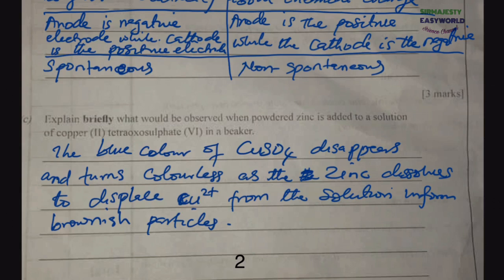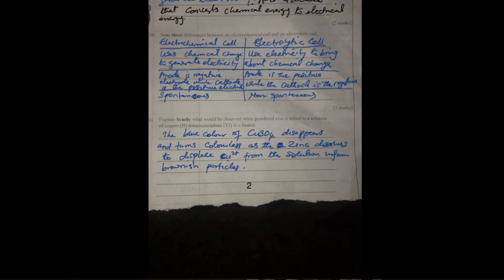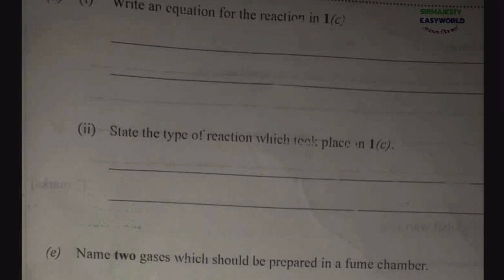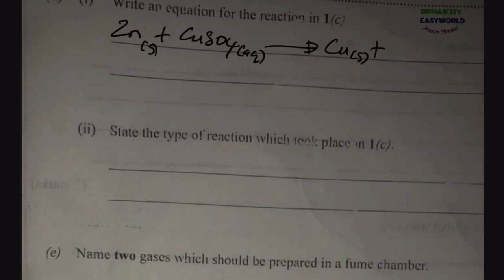We are done with this page, so we'll go to the next page. Okay, they say write an equation for the reaction in 1C. That's copper 2 and zinc. So the equation is zinc, in solid state, reacting with copper 2 tetraoxosulfate 6: Zn(s) plus CuSO4(aq) gives Cu(s) plus zinc tetraoxosulfate 6, ZnSO4(aq). State of matter is necessary here.